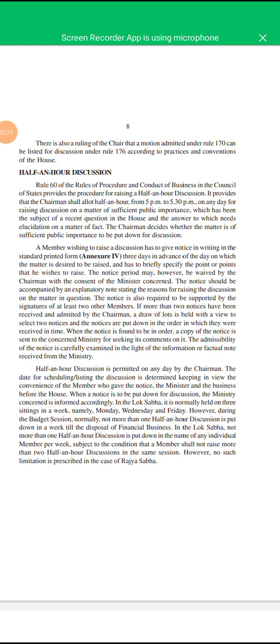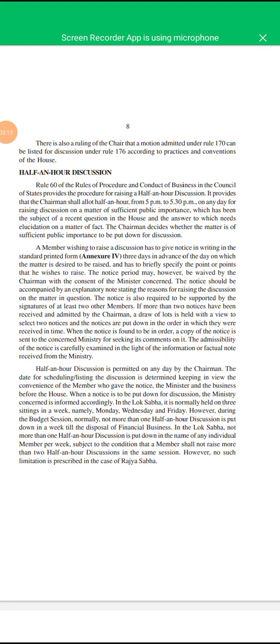When the notice is found to be in order, a copy of the notice is sent to the concerned ministry for seeking its comments on it. The admissibility of the notice is carefully examined in the light of the information or factual note received from the ministry. Half an hour discussion is permitted on any day by the chairman. The date for scheduling the discussion is determined keeping in view the convenience of the member who gave the notice, the minister, and the business before the House.